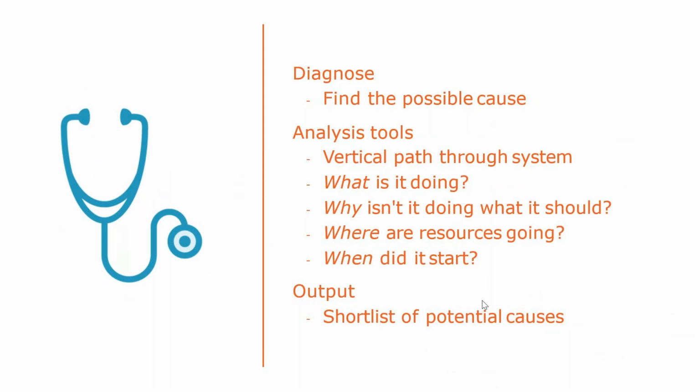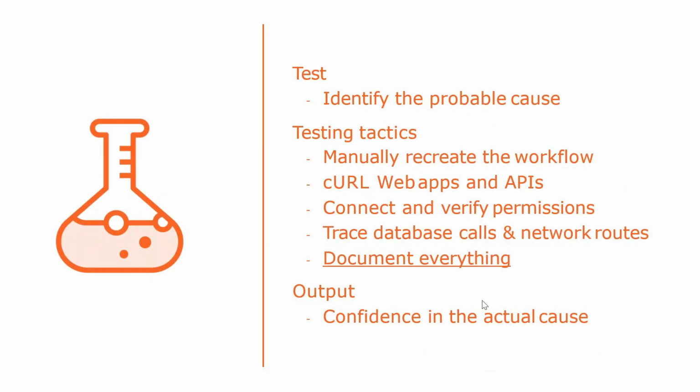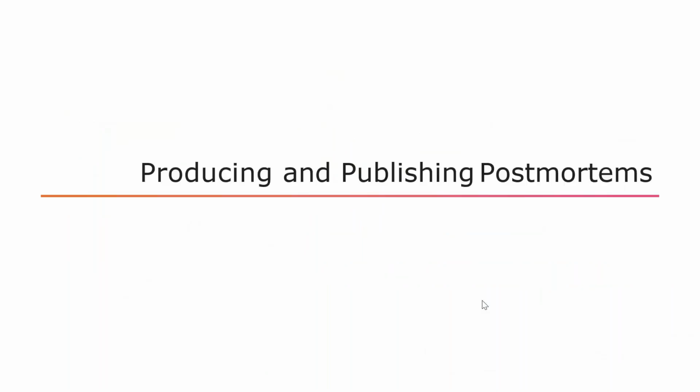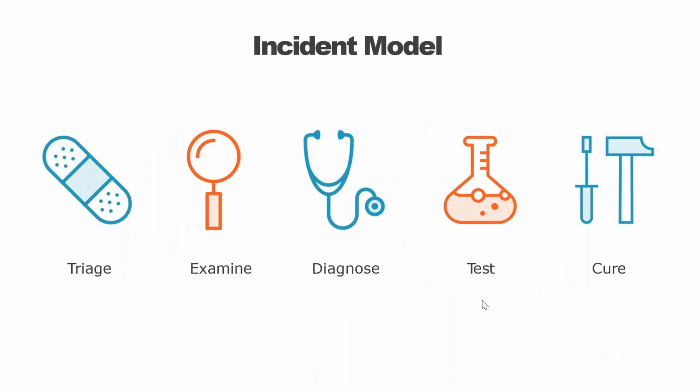Then after that you have to diagnose, and find the possible root cause for it. Again for that you have multiple analysis tools. After that you can shortlist the potential causes. Once you find out all the root causes, then you identify the probable cause, and then try certain testing techniques: manually recreate the workflows, call web apps, APIs, connect and check the permissions, document everything, trace database calls, everything you have to do. And the last one, cure: fix the problem, document the solutions, and deliver. So these are the 5 stages you have to follow in order to work on the incident. Are you understanding, all of you?